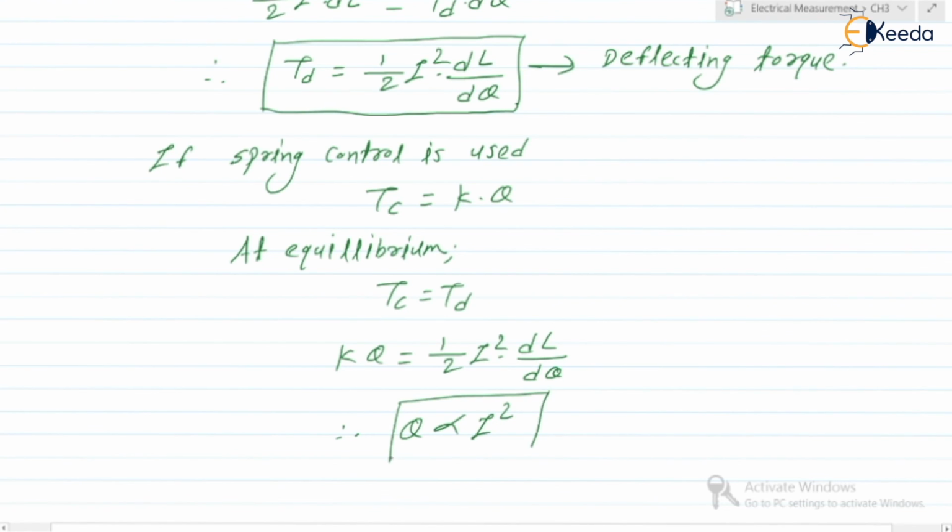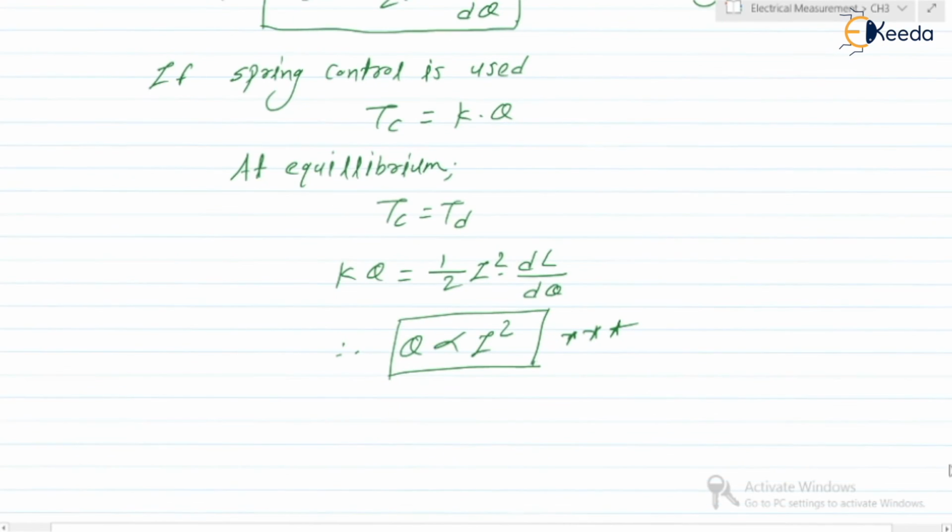Now importantly, if you recall, in the PMMC theta was proportional to current. So there we concluded that the scale is linear, but here theta is proportional to the square of the current. So here the nature of the scale will be non-linear, and it is a square law scale. It will be a square law scale because theta is proportional to the square of the current.